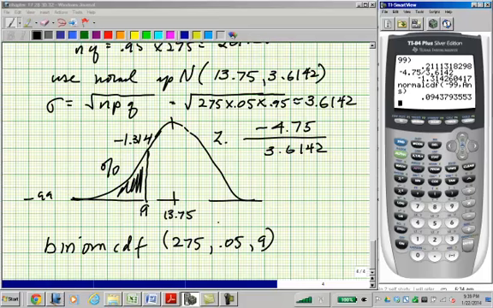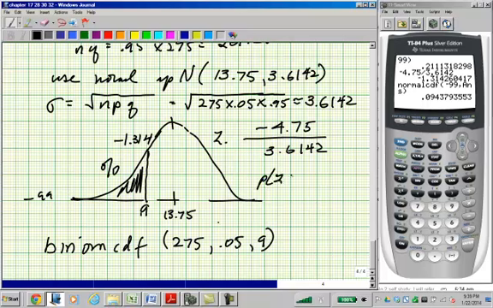Okay, and so the probability that z is less than negative 1.314 is approximately equal to 0.094. So there's like a 9.5% chance that they'll be overbooked. That seems pretty high. Now, you could also do this with binomial CDF, which would calculate the probabilities from 0 to 9 and add them all together of a 0.05 probability out of 275.